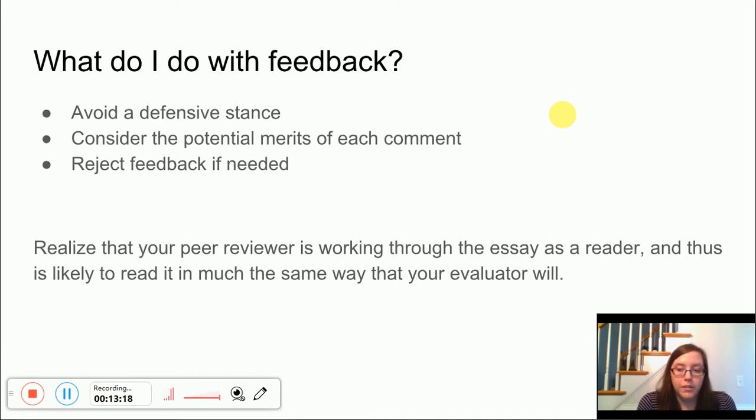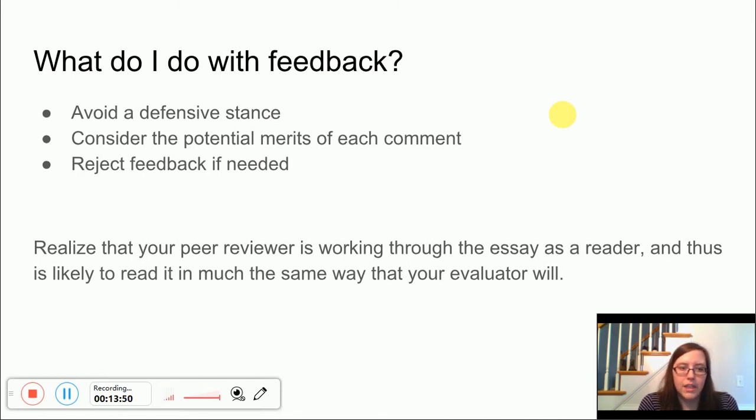But of course, if you get to that point, or even right away, reject feedback if you don't agree with it. You're not being defensive. You've considered the merit, and you're like, okay, thank you for the suggestion, but I'm not going to do that. That is totally fine. So again, your peer reviewer isn't your editor. If your peer reviewer is putting commas in all sorts of places and you're not sure that it's right, then just ignore that.